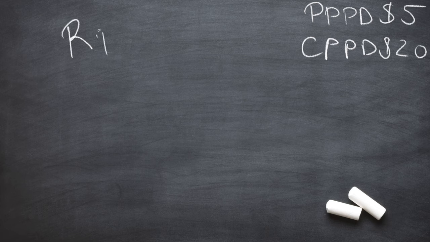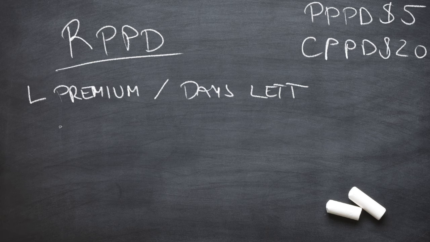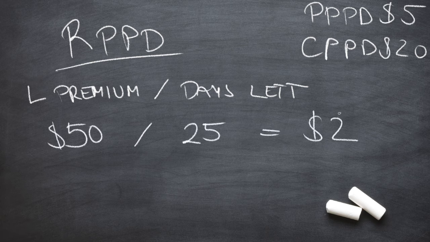And step number three is what is my remaining PPD? Let's take a look. So I have 25 days left in this contract and $50 more to gain. So if I take the remaining $50 and divide that by the remaining 25 days, I have a remaining PPD of $2. What does that mean?